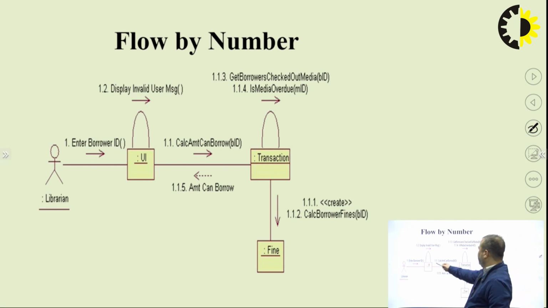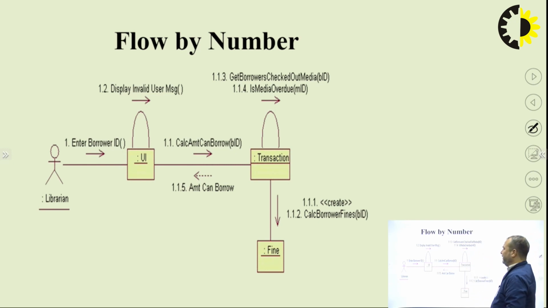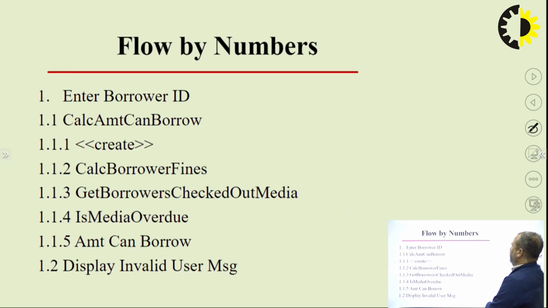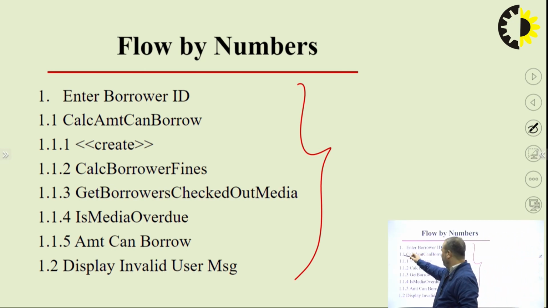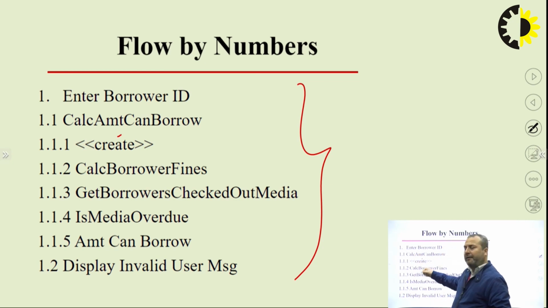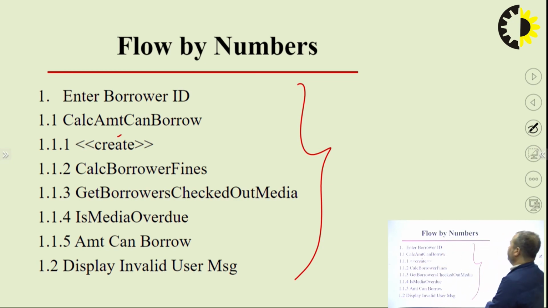So, this numbering, if it is explicitly written, then this will be a collaboration diagram. It means what is first, then second, and last. So, flow by numbers means all the activity from where it starts, how it proceeds, and up to the last. Okay, 1.1 means inside one there is another, and even then there are more branchings and so on.